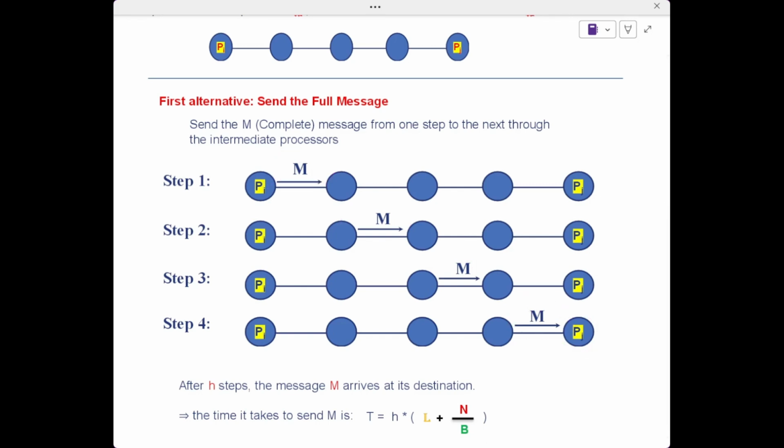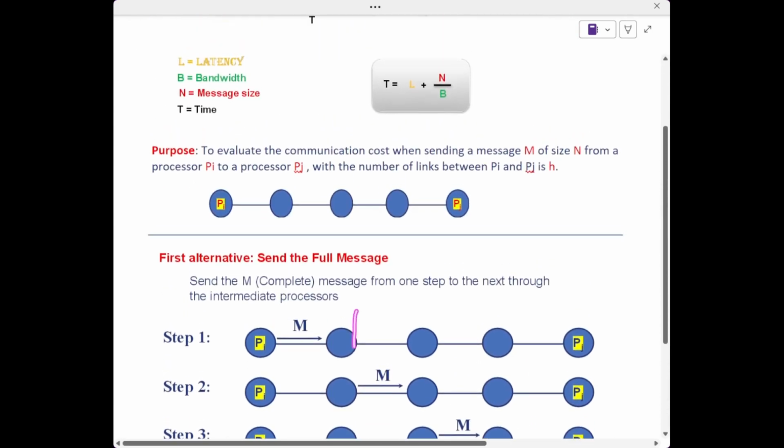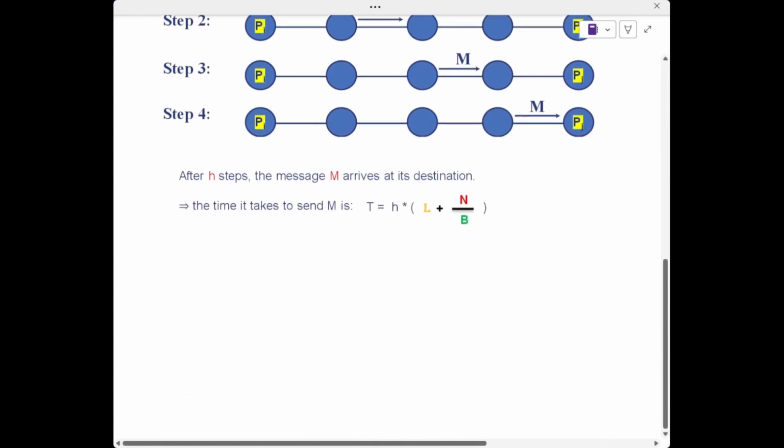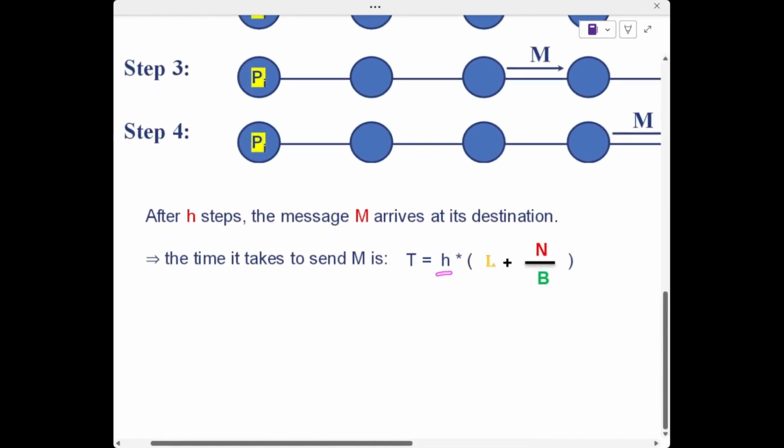How to calculate the time needed? The total time needed to send from here to here is the sum of the time needed to send the message from here to here plus from here to here plus from here to here plus from here to here. So the calculation of this using this equation will be multiplied by the number of hops. This is the time needed to send the message. So H times latency plus the size over the bandwidth. This is the first way.